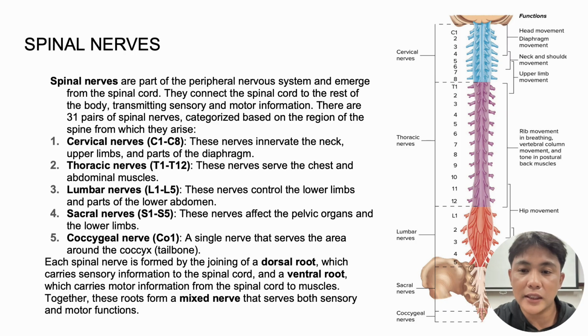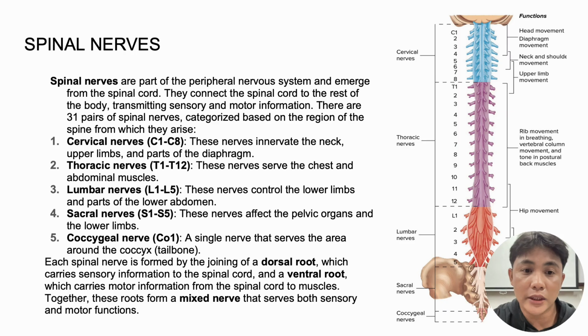Now, how are spinal nerves formed? Each spinal nerve begins as two roots, the dorsal root and the ventral root. The dorsal root carries sensory or afferent information, bringing signals from receptors to the spinal cord. Examples: pain, temperature, touch, and pressure. The ventral root carries motor or efferent information, sending commands from the spinal cord to muscles. When these two roots join, they form a mixed spinal nerve. That means most spinal nerves carry both sensory and motor functions.